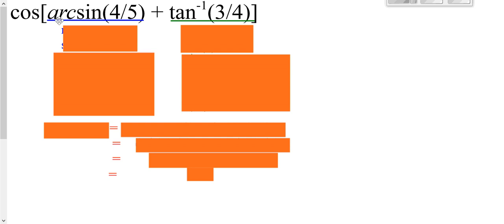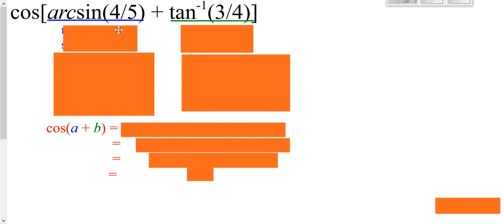So here we have an inverse trig function. Remember, an inverse trig function is representing an angle. So this underlined blue thing is an angle. Oh, here we have an inverse trig function, so that's an angle, a different angle. So we have a cosine of an angle plus an angle. We've dealt with that before.